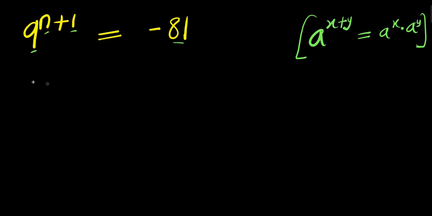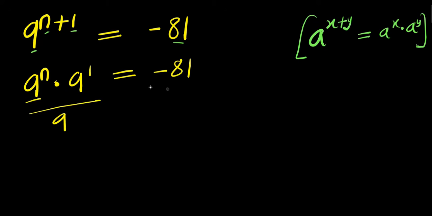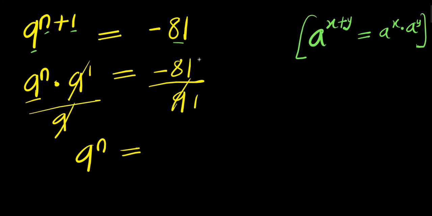So we have 9 power n times 9 power 1 equals negative 81. I isolate 9 power n, divide this by 9, divide this by 9. Let's eliminate this. 9 power n equals negative 81 divided by 9, so this is negative 9.